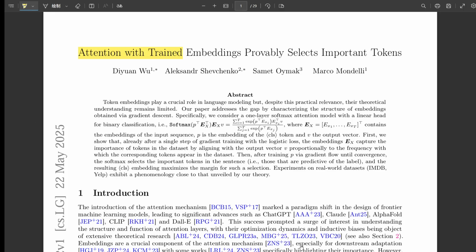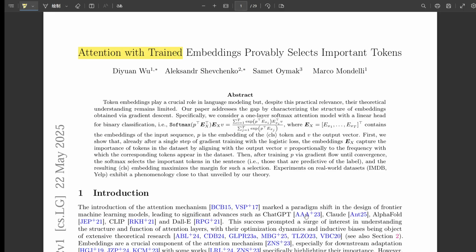Today we're jumping into some really fascinating research material that one of you actually sent over. It's all about understanding something pretty fundamental in AI models, these token and CLS embeddings in attention mechanisms. Exactly. How do they actually learn during training?